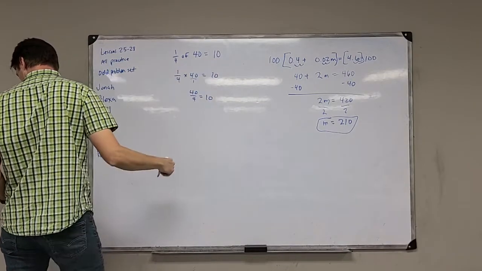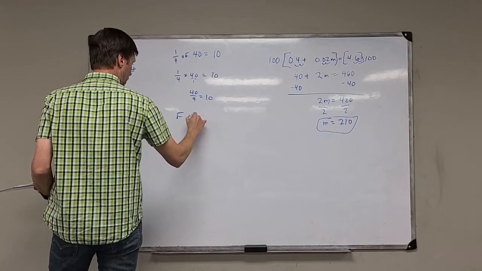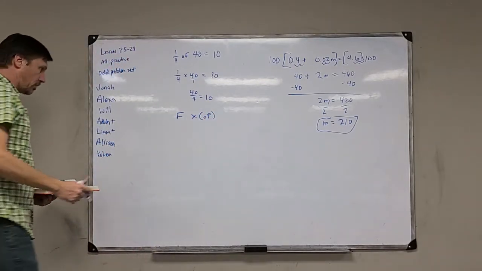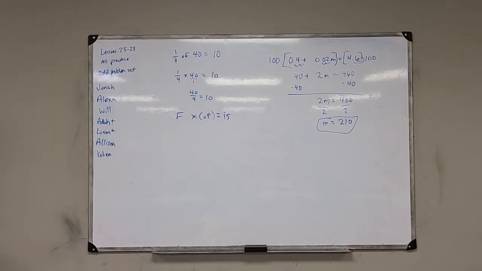All right, so you could write it like this: some fraction times the of portion, some fraction of some number, equals or is whatever the other number is. So that's kind of how they write that in the book.